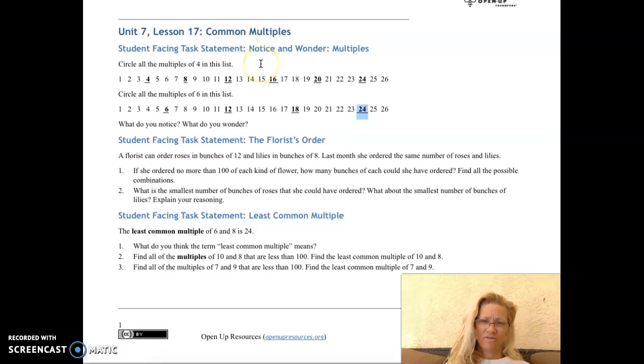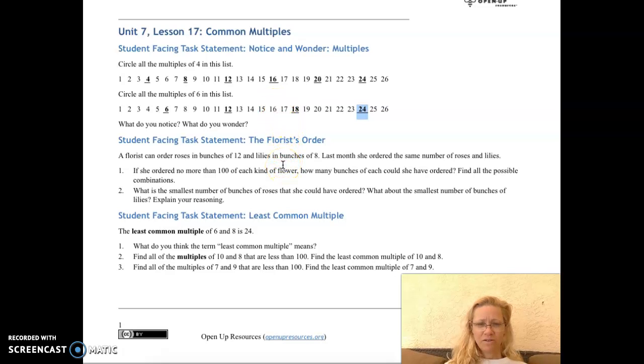So in the numbers of 6 and 4, you will see that they have the number 12 in common. Okay, they have the number 24 in common. They don't have the number 18 or 20 in common, because 18 is a multiple of 6, but not a multiple of 4. 20 is a multiple of 4, but not a multiple of 6. So it can only be in common if they both share that number. Okay.